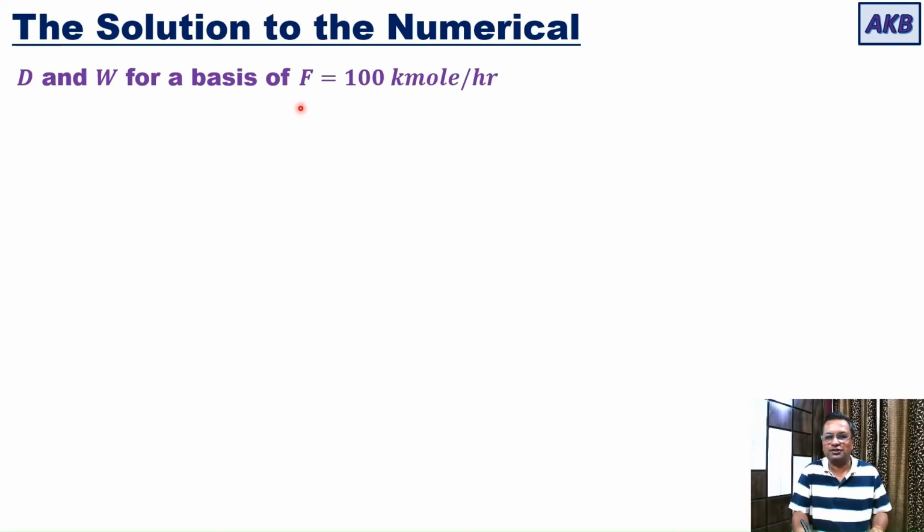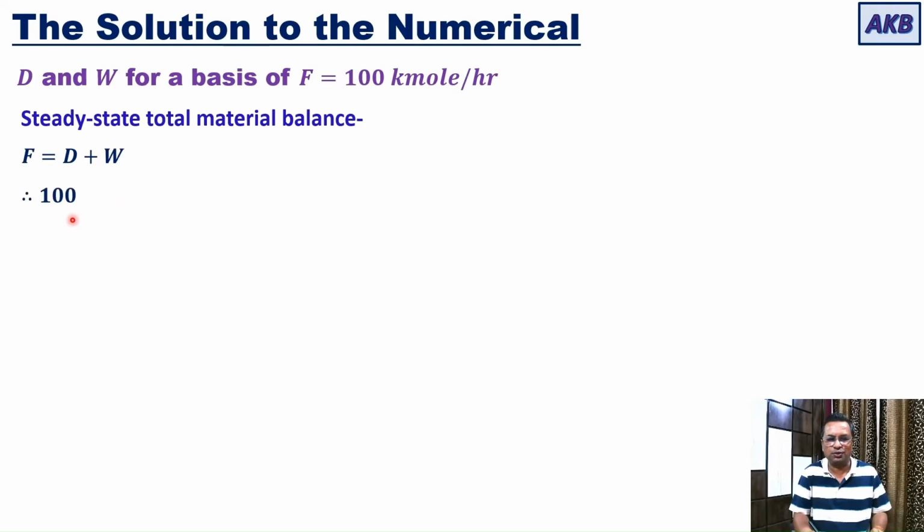So for a basis of feed to be 100 kilomole per hour, we are going to find out the molar flow rate of distillate and the molar flow rate of the bottom product. For that, we are going to use the steady state total material balance, which is F is equal to D plus W. So F is 100 basis. So 100 is equal to D plus W. I am calling this equation 1.